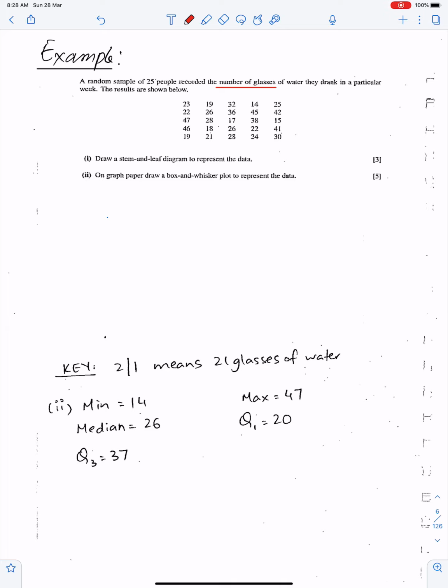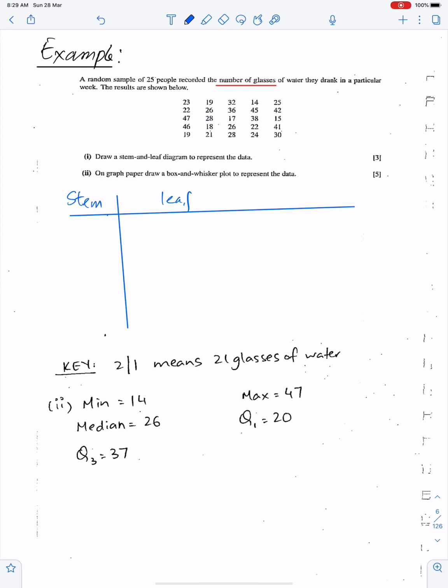Now, how will you draw the stem plot? Number one, make these two lines, horizontal and vertical. Here we write stem and here we write leaf. Now observe the smallest and largest observation of this data. So the smallest observation is, I think, 14, and the largest observation is 47, I guess.